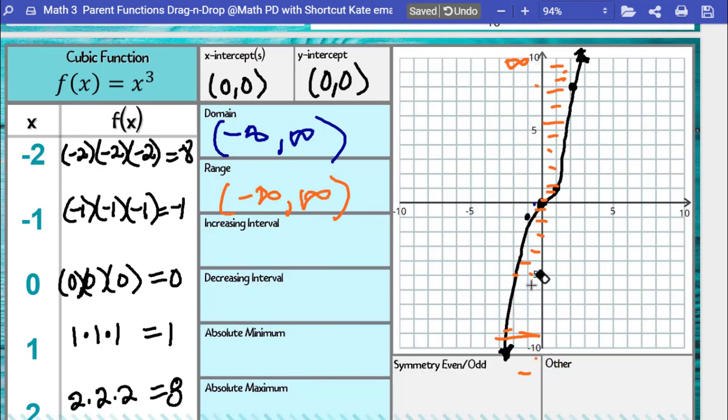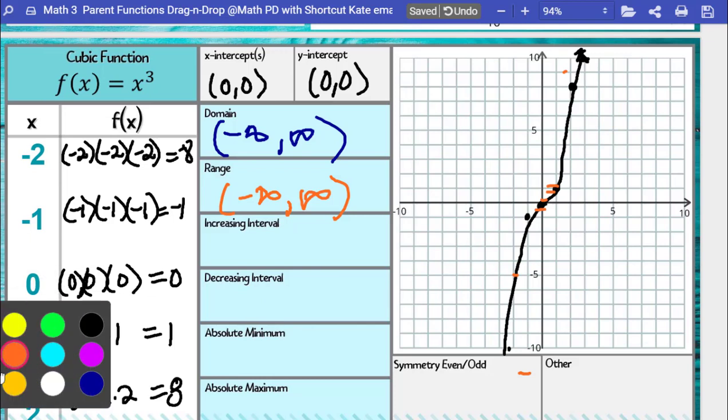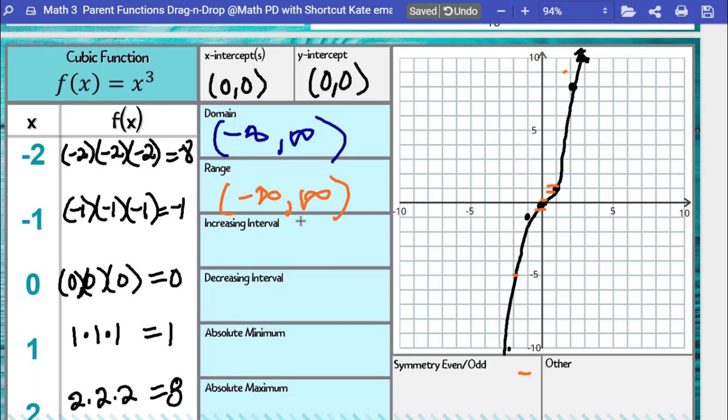And then we're talking about increasing and decreasing. So this is similar to the linear function because the entire graph is increasing all the way up and across the x-axis. Because remember, when we're talking about increasing interval, we're actually talking about the x values. So I just want to make that really clear. Even with decreasing, we're talking about the x values. Okay, range, we're talking about y, domain, we're talking about x. Always x is for increasing, decreasing.